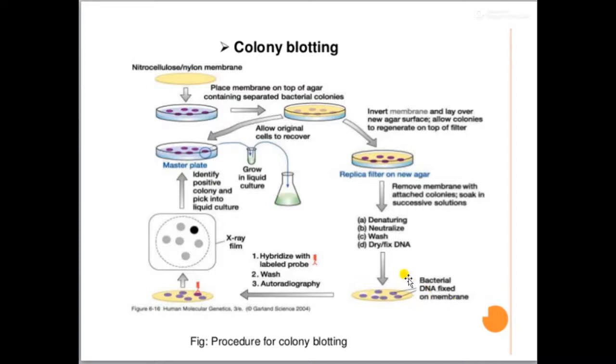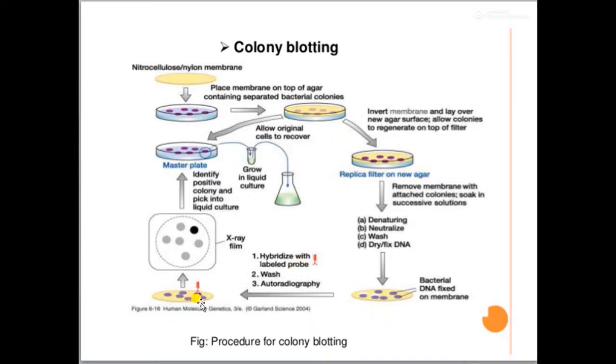After that, this membrane is taken and washed with a labeled probe. A probe is a segment of single-stranded DNA, and it might be either radioactive or sometimes fluorescently labeled. In this case, since we are using an X-ray film, it is radioactive. So consider that case right now. So you hybridize: you take this membrane and put the probe onto it.